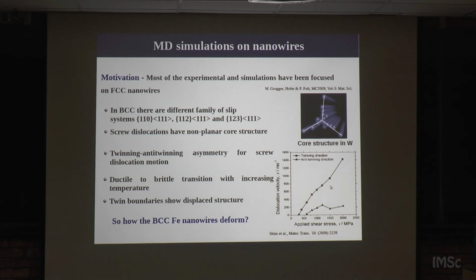The other interesting factor in BCC is that the dislocation motion exhibits a twinning-antitwinning asymmetry. What it means is, imagine that you have a crystal in which you have introduced a dislocation and allow it to move in the twinning direction; then the velocity in the twinning direction is very high as compared to the anti-twinning direction, which is just opposite. So, when you move in one direction, the dislocation has a higher velocity, while in the opposite direction it has much lower velocity than in the twinning direction. Because of these complexities, the BCC system poses many challenges in understanding the deformation.